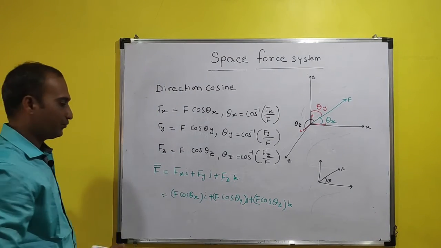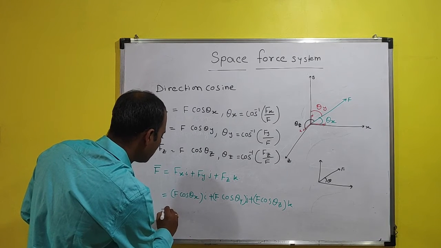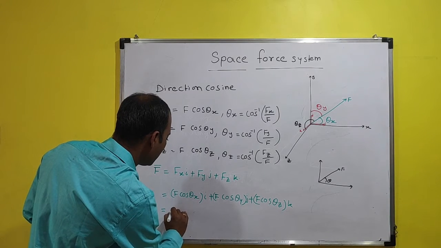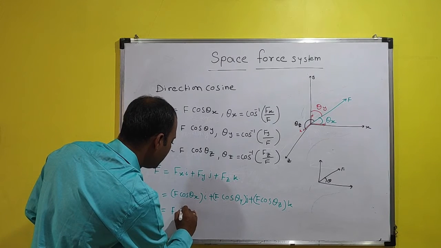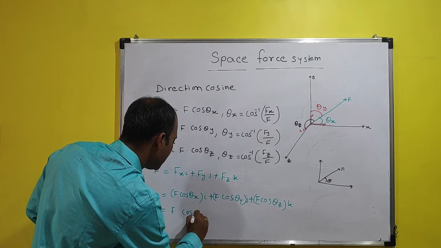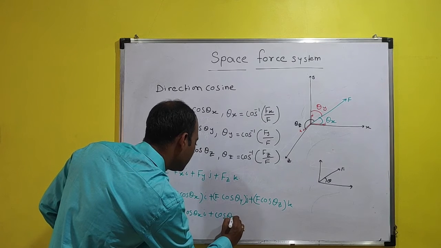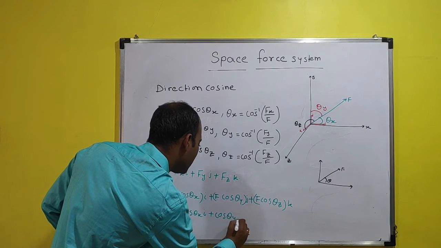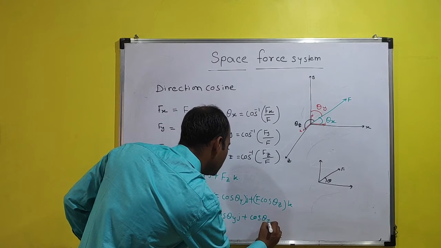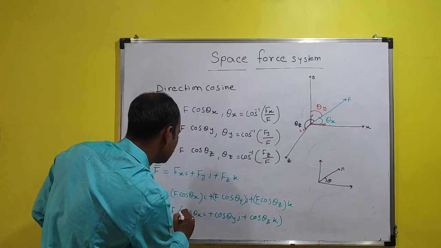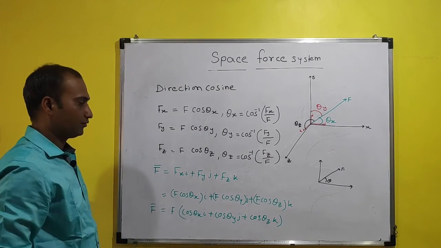k, meaning the z direction. Hence, by taking F common from all of these, it will be cos theta x i plus cos theta y j plus cos theta z k. Okay, so this is the representation of the force vector.